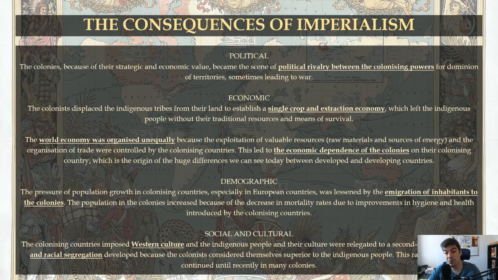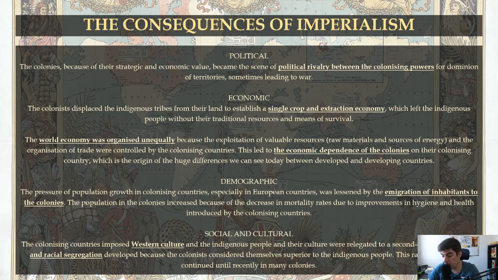These colonizing countries imposed the Western culture on the indigenous people, and their own culture, the culture of the indigenous people, the Aborigines, was relegated to a second class status. And also social and racial segregation developed, because the colonists, the Western people, considered themselves to be superior to them, so racial segregation happened, and it continued. This racial segregation continued until recent years.